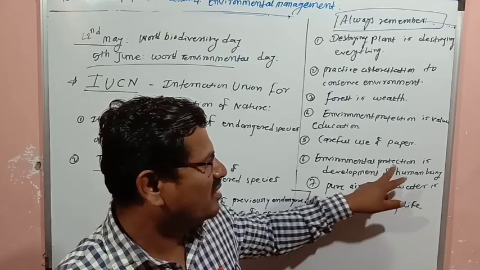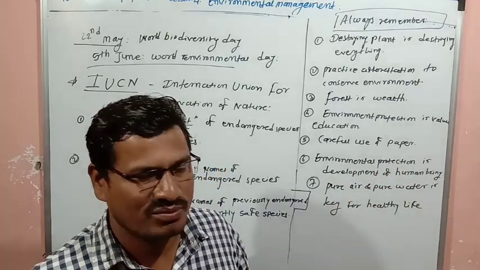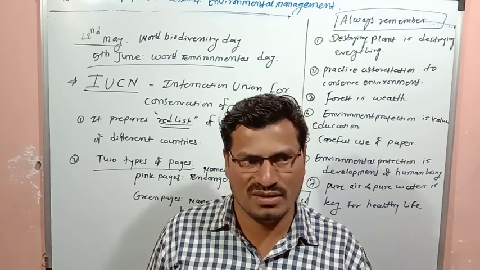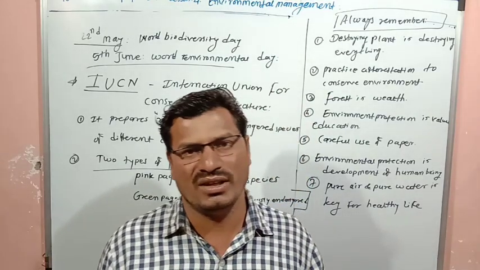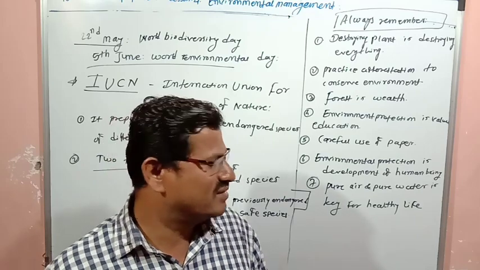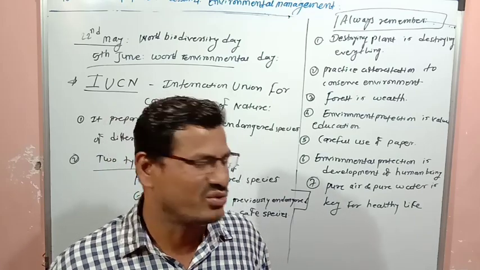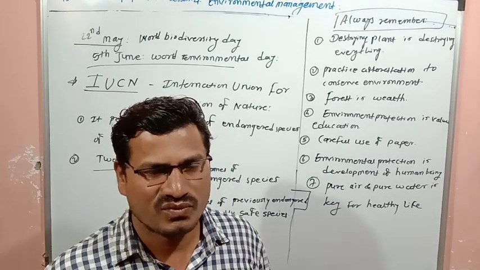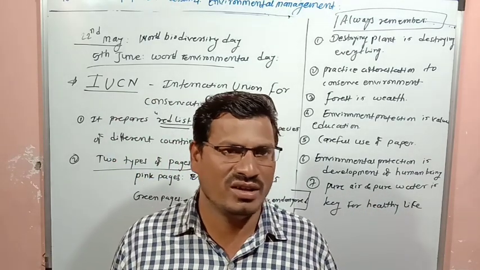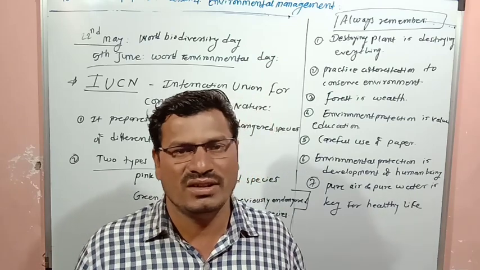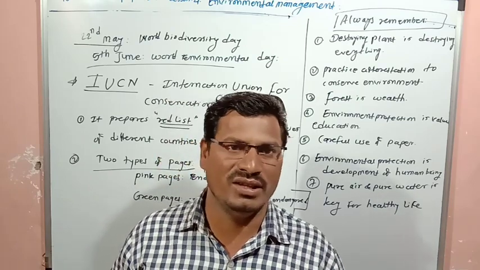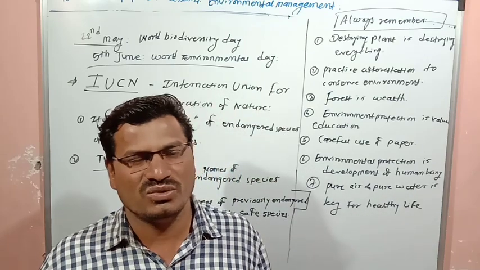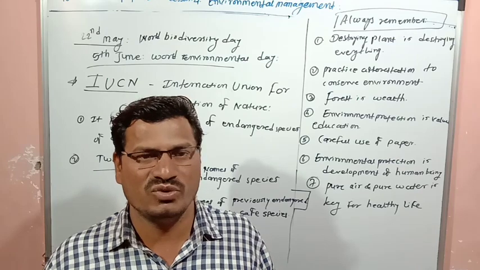The sixth one is that environmental protection is the development of human beings. If we are protecting our surrounding environment, then it is the progress and development of human beings only. Pure air and pure water are the key to a healthy life. If we are getting pure air, pure water and food, then we will remain healthy throughout our life.